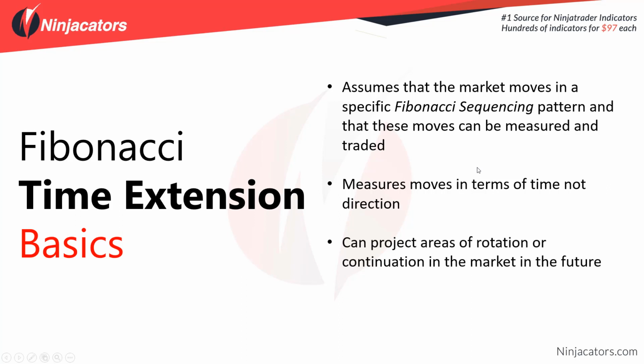However, these points in time that it does project out can be areas of rotation or continuation in the market in the future. What you're looking at is these points plotted out here in the future, and you want to see the market expand in price movement or volatility, or be a rotation point there in the market. So it can be really useful as far as targets in terms of time. And finally, the key levels, as always, are 38.2% and 61.8%. That is the golden ratio when you're talking about Fibonacci.